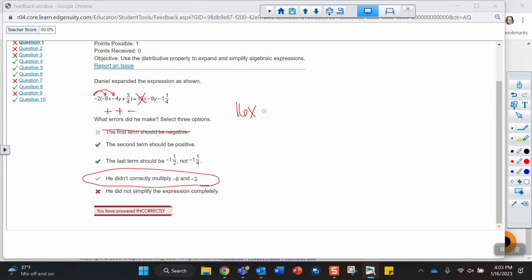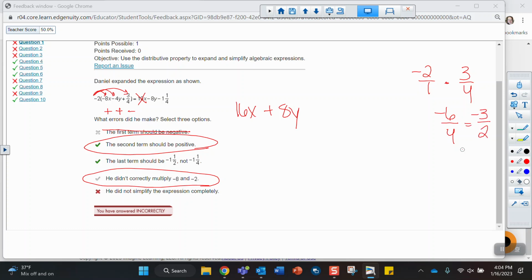Then we should have a positive 8y. So the second term should be positive. And then when you multiply negative 2 over 1 times 3 over 4, we get negative 6 over 4, which is negative 3 over 2, or negative 1 1/2. So then there's that error as well.